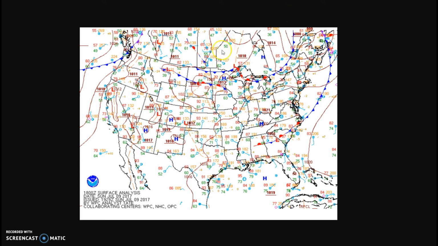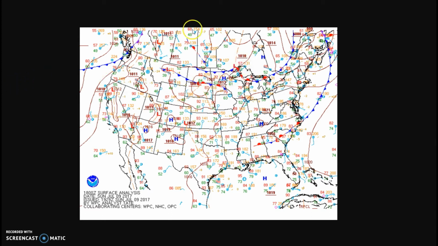The previous discussion that they wanted to talk about was the shortwave trough moving across the area, and that was seen a little bit in here on our surface chart with this low pressure system right here.